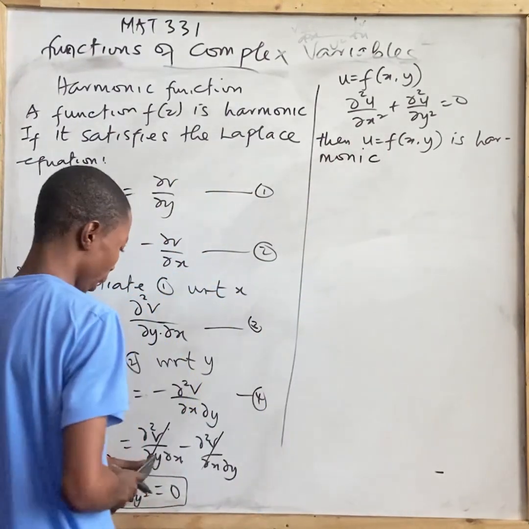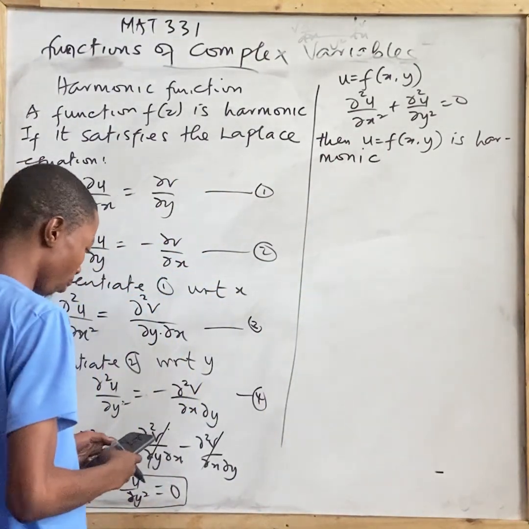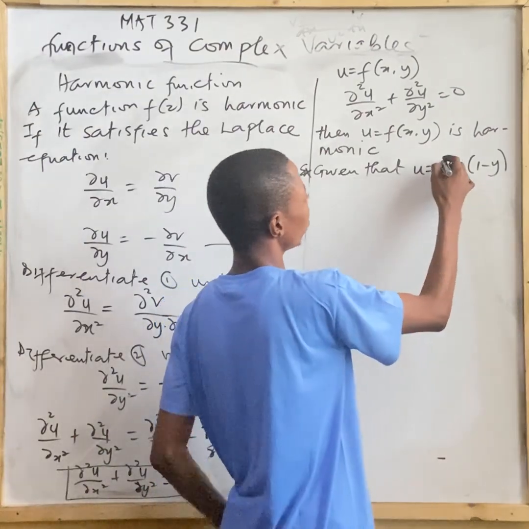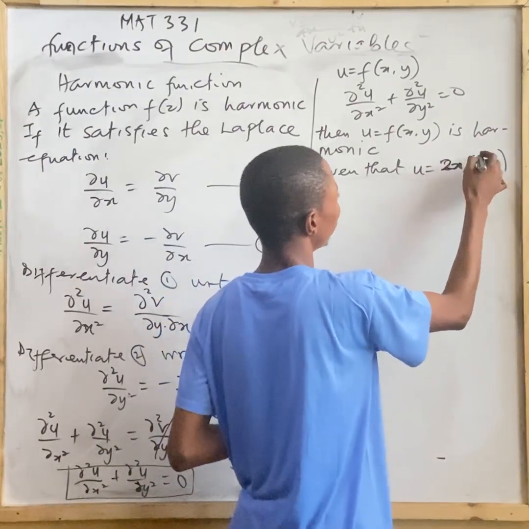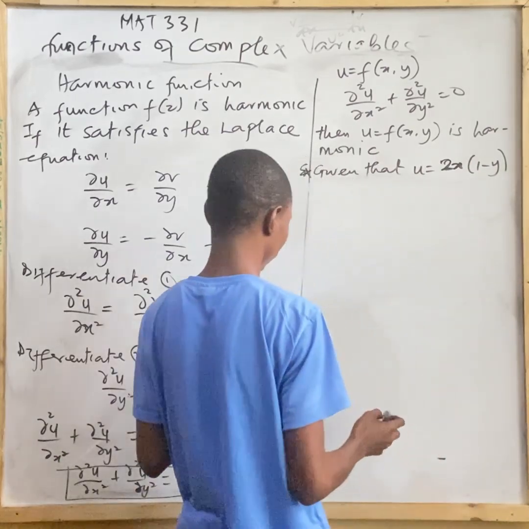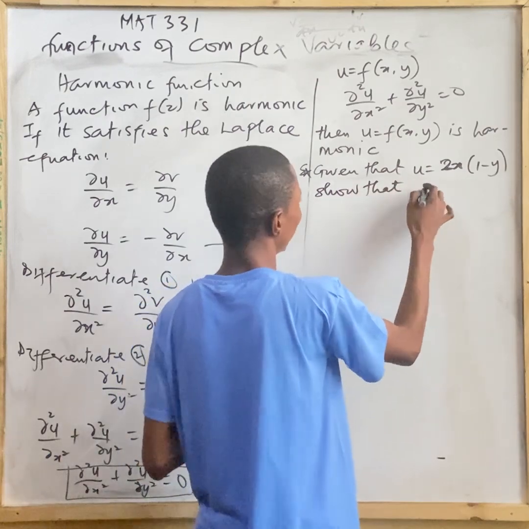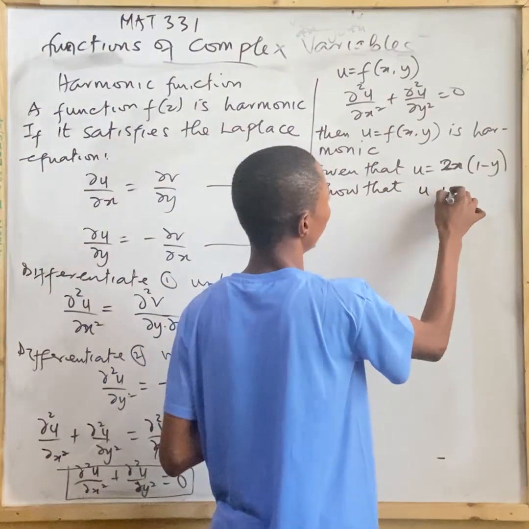So let's check examples. Given that u is equal to 2x into bracket 1 plus y, show that u is harmonic.